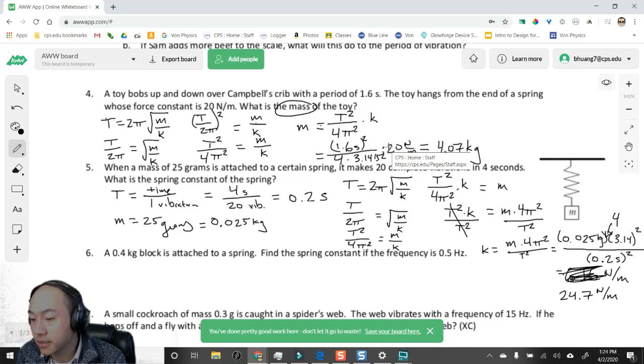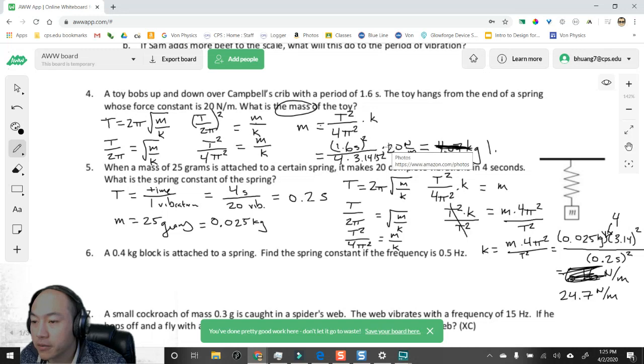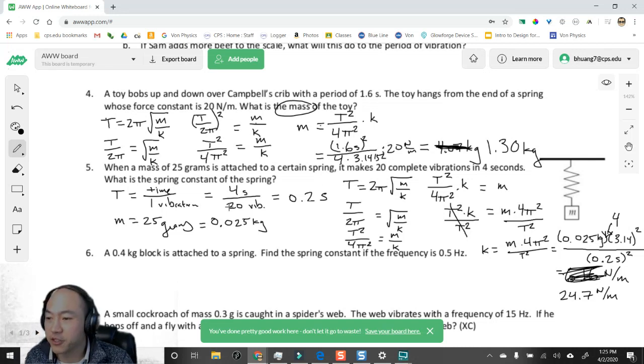1.6 squared divided by 4 divided by 3.14 squared times 20. 1.29, 1.30. Yep. All right, sorry about that. Glad I checked this. So this is wrong too. This should be 1.30 kilograms. So what I forgot to do here was it's 4 pi squared. So if you're still watching and you caught that, well, good for you.